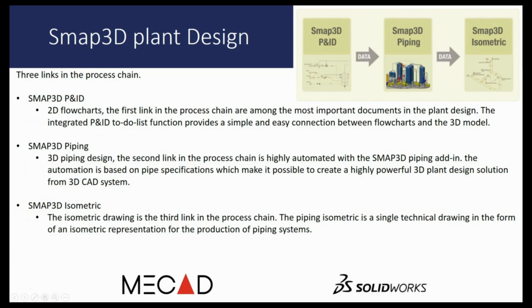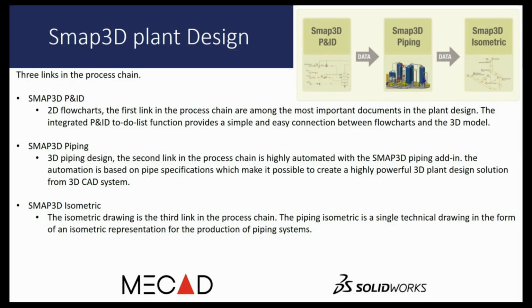There are three links in the process chain. SMAP3D P&ID 2D flowchart is the first link in the process chain and is among the most important documents in the plant design. The integrated P&ID to-do list function provides a simple and easy connection between flowcharts and the 3D model.